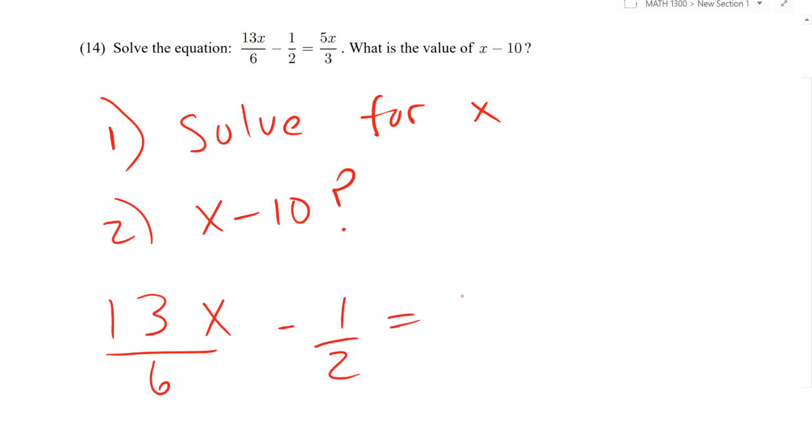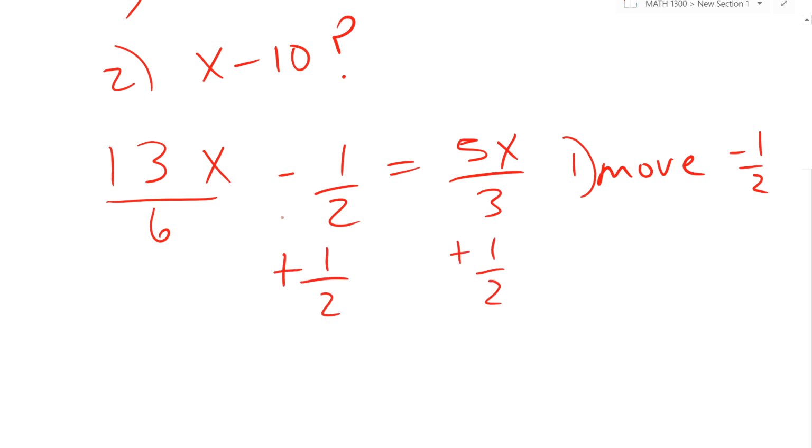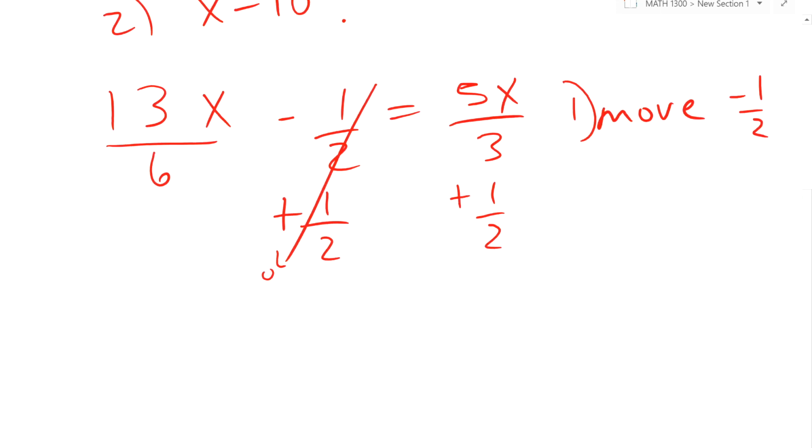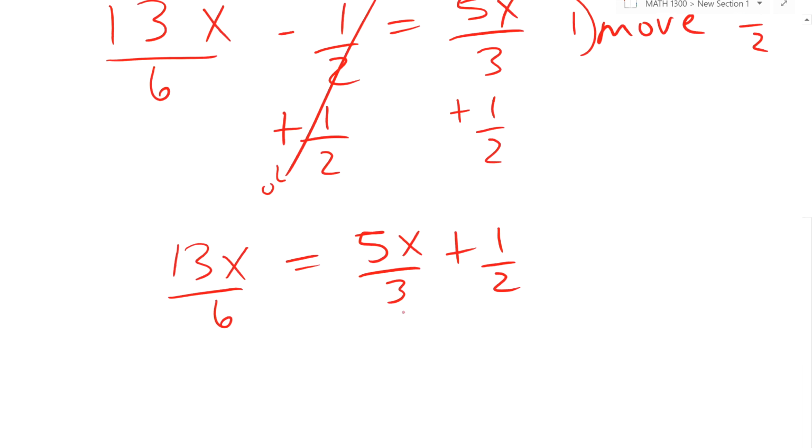So step one, I know the fractions look a little intimidating, but don't let them be. Just treat them as if they were numbers, as if they were single integers. The first thing you need to do is move the negative 1/2 to the other side. So in order to do that, we're going to add 1/2 to each side. And this right here, minus the half plus 1/2, that's going to give you 0. And so then we're left with 13x over 6 is equal to 5x over 3 plus 1/2. And we cannot combine these two because they are not like terms.